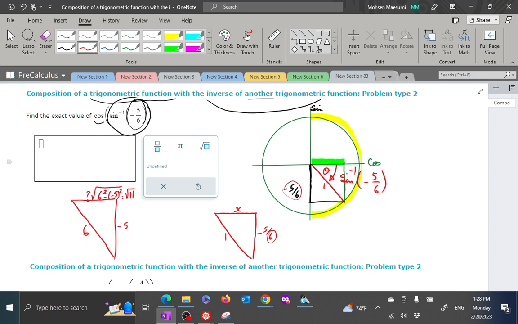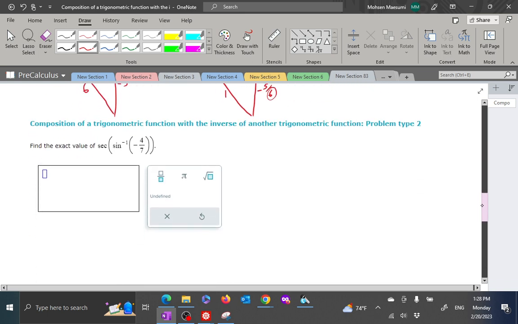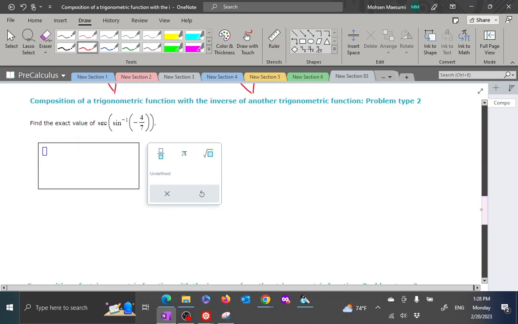What is cosine? Cosine is the ratio of adjacent by hypotenuse. They're both positive, so I get the square root of 11 by 6. You got that? So let's do another one. Secant of sine inverse of minus 4/7. So let's be quick on this one.